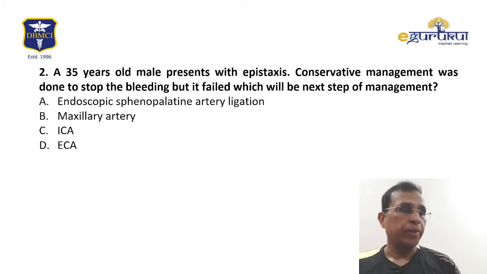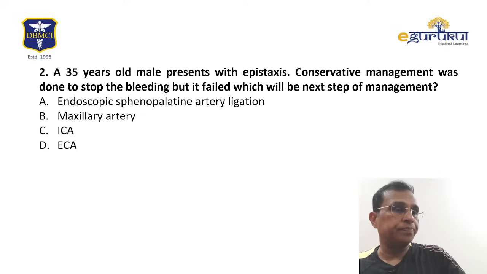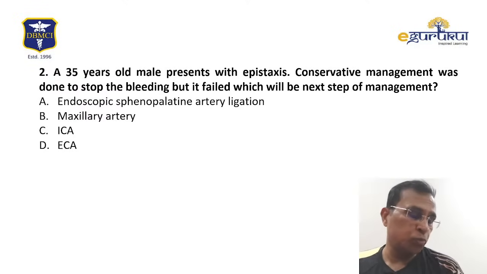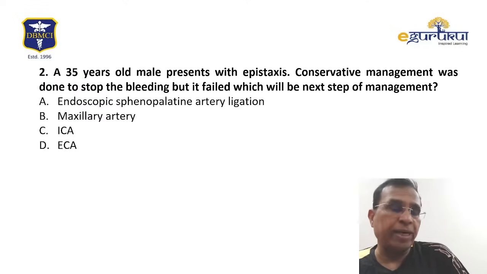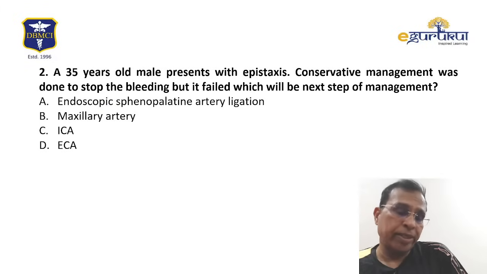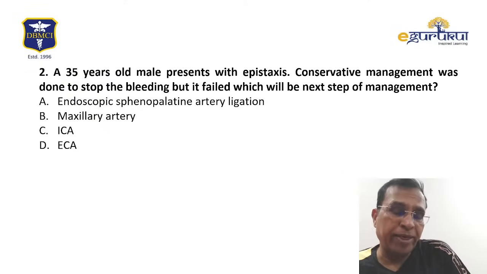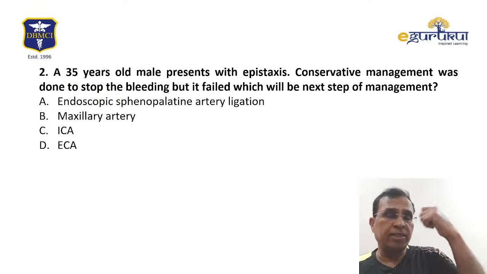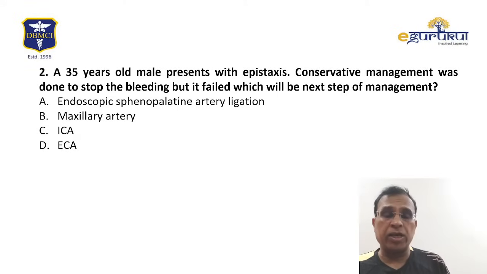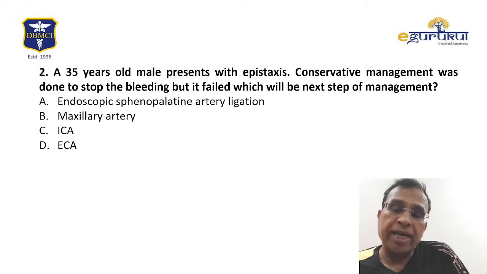Question number 2 from 21. A 35-year-old male presented with epistaxis. So again epistaxis. In adult, conservative management was done to stop the bleeding. Conservative means like you do nasal pinching, cautery, packing and all these are conservative management, and they have all failed. So what is the next line of management?